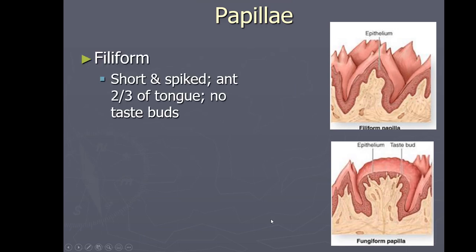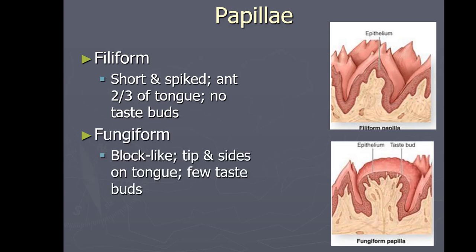Kind of running through these, filiform look like little fireballs. So they're short and spiked. These are interesting because these are the only papillae of the tongue that do not have taste buds. Fungiform are more block-like, like this, and they have taste buds. You can see these little taste buds right here on the side and the top, so that responds to taste.